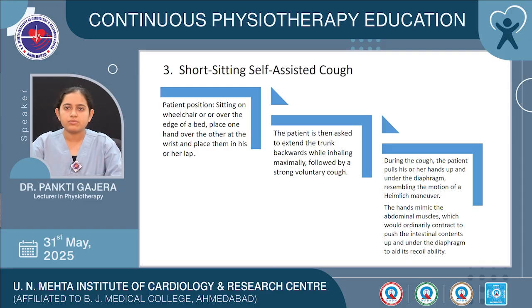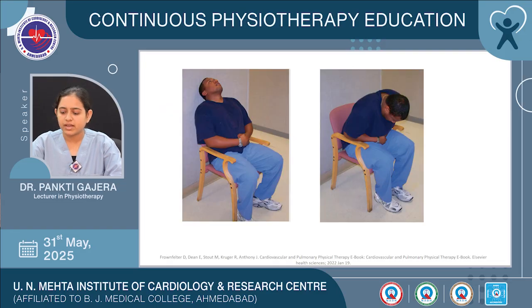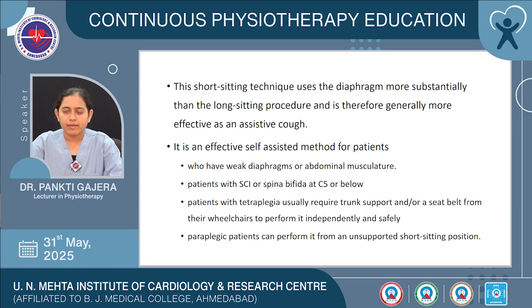During the cough, the patient pulls his or her hands up and under the diaphragm, resembling the motion of the Heimlich maneuver. The hands mimic the abdominal muscles, which would ordinarily contract to push the intestinal contents up and under the diaphragm to aid its recoil ability, which you see in the Heimlich maneuver. So, the same procedure, extension phase and the flexion phase, in which the patient slightly thrusts the abdomen and coughs.